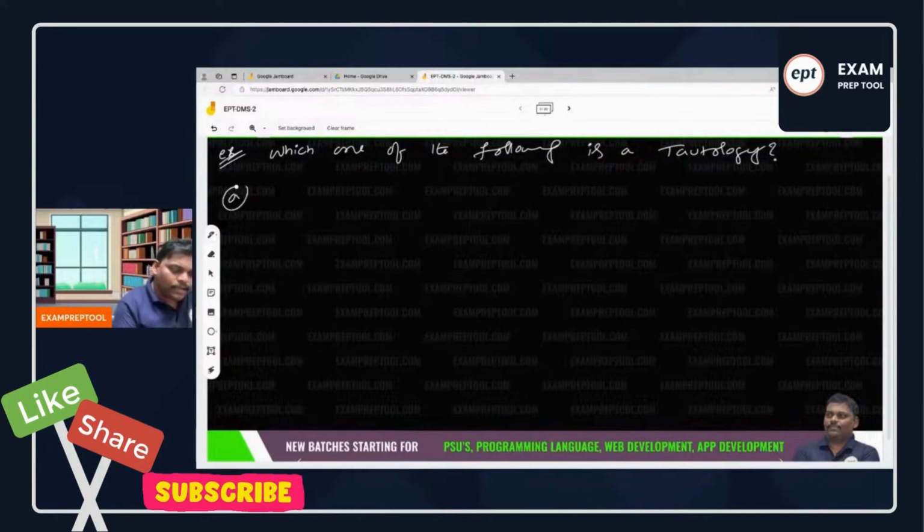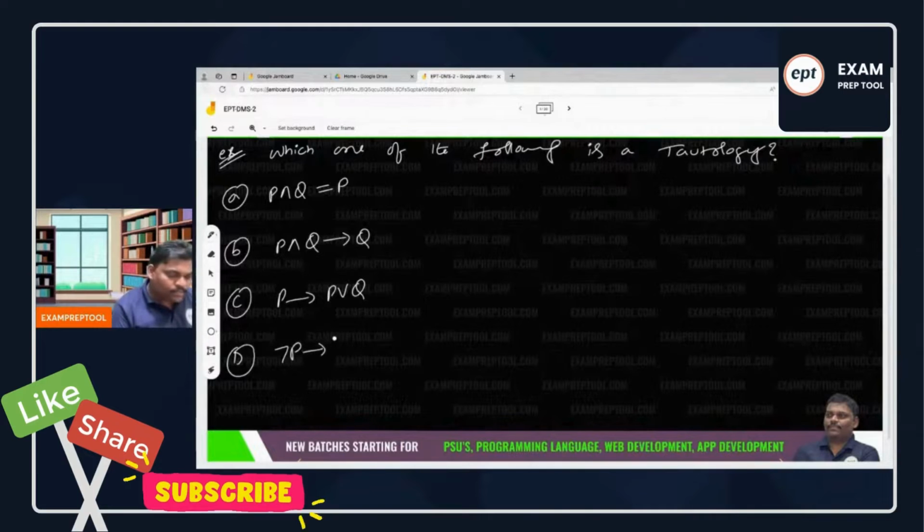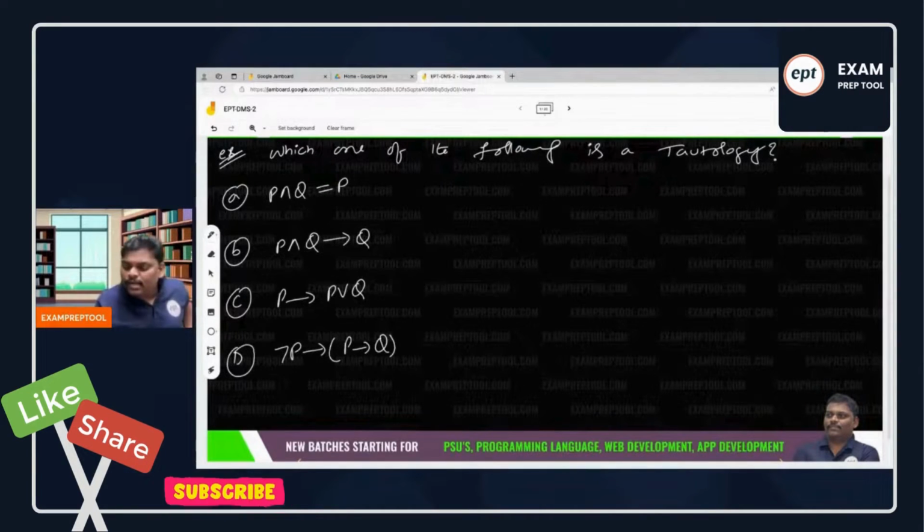Option A, P and Q is equal to P. Option B, P and Q implies Q. Option C, P implies P or Q. Option D, negation P implies P or Q. Which one of the following is a tautology or valid?